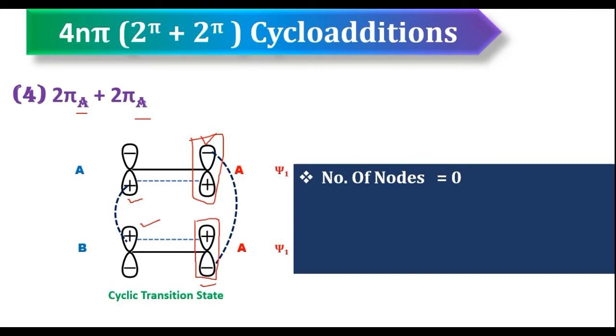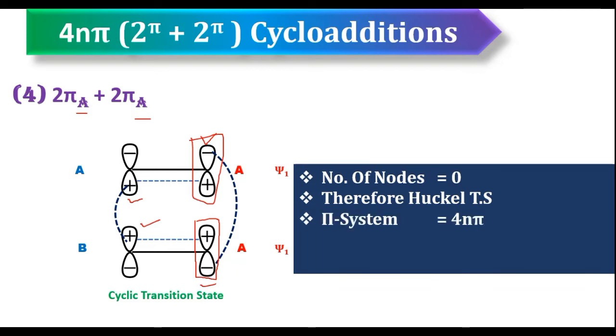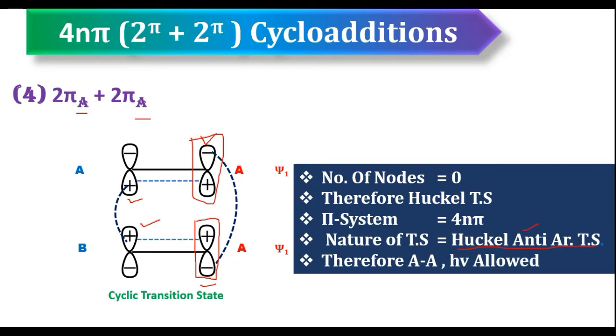So when one atomic orbital is connected to another atomic orbital, then you have to identify whether a node is present or not. When 0 nodes are present, that is called a Huckel system. So the type of pi system is 4n pi. For Huckel, 4n pi is anti-aromatic. Therefore it is a Huckel anti-aromatic transition state. When the word anti-aromatic is there, that is photochemically allowed.